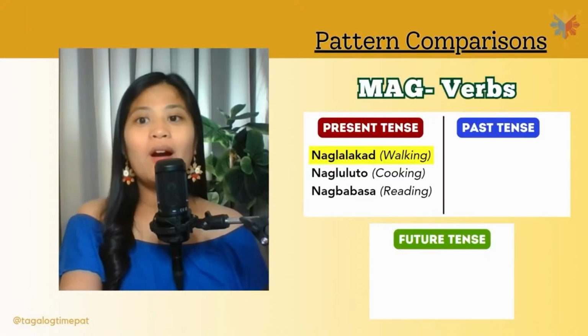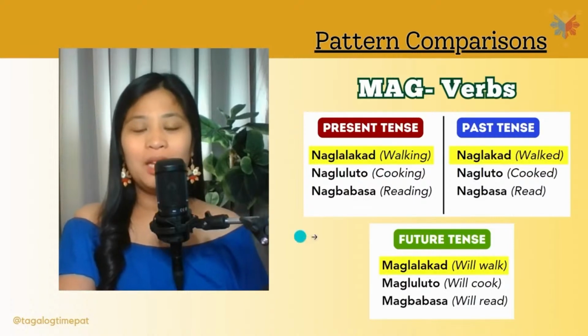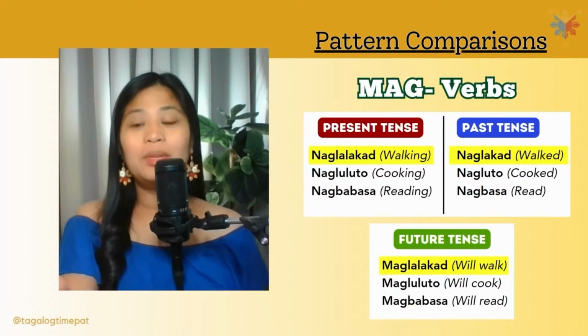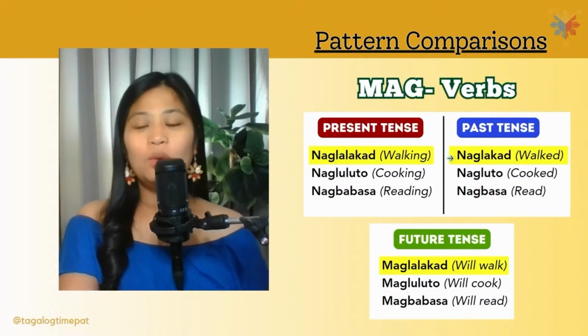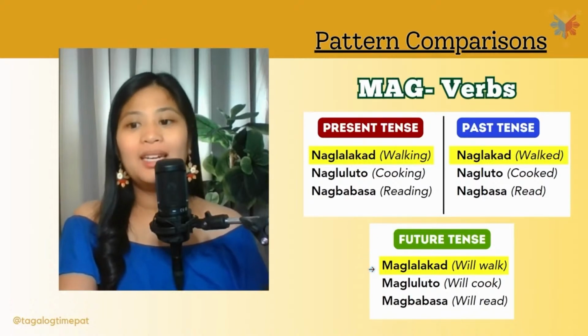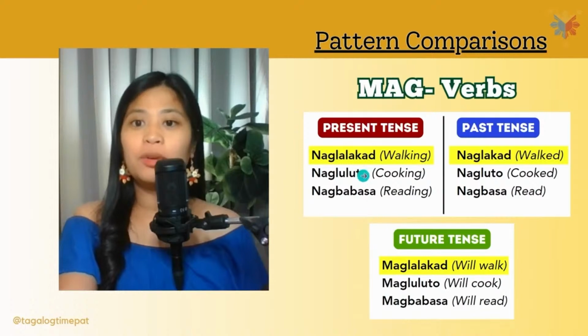So let's compare all of these tenses together. And let's just take a look at the highlighted ones. So in the present tense, to walk, it is naglalakad. That means walking, naglalakad. In the past tense, to walk is naglakad, walked, naglakad. In the future tense, it's maglalakad, maglalakad. That is will walk.